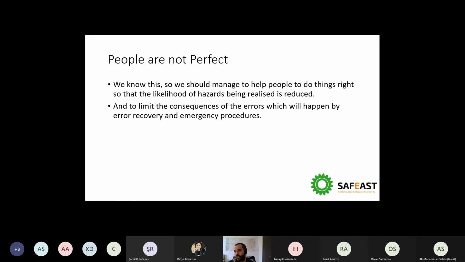So again, we know that we should manage the human factor side of this as well, because it's not only about the level switch failure or the PSV blockage, but sometimes people also make mistakes. That's why we need to manage human factors, so that the likelihood of the hazard being released is reduced, and or limit the consequence of the error, which will happen, by error recovery or by emergency response procedure. So it's about prevention or mitigating the consequence by eliminating or reducing the human factors.